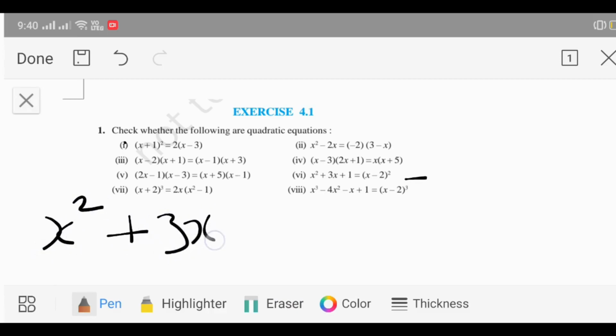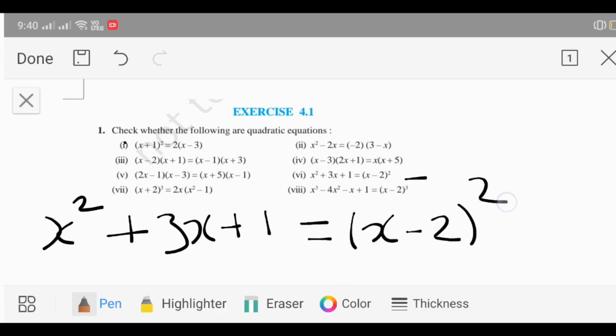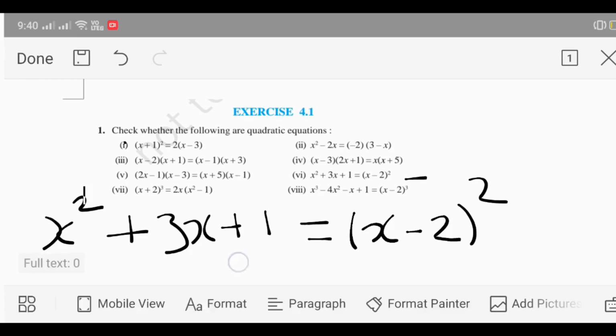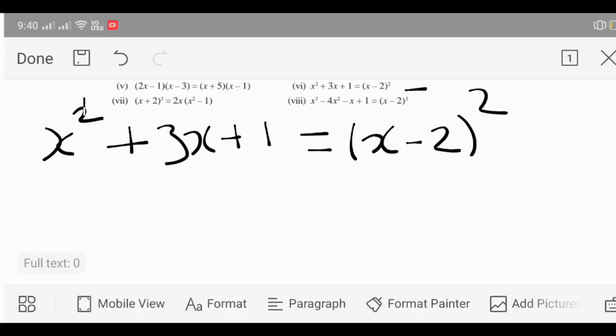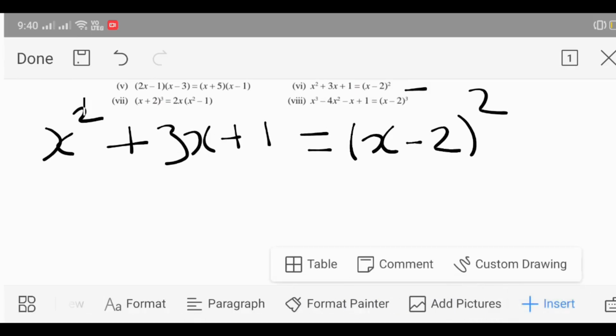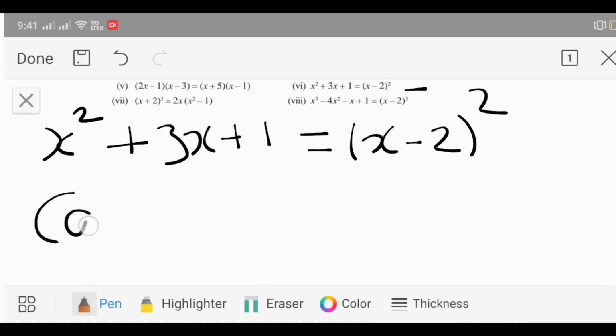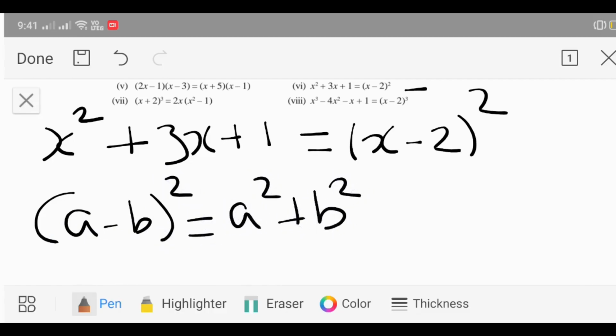On the left side it is already expanded, so there is nothing to simplify. We only need to work on the right side. It is in the form of (a minus b) the whole square. What is the formula for (a minus b) the whole square? (a minus b) the whole square equals a squared plus b squared minus 2ab.